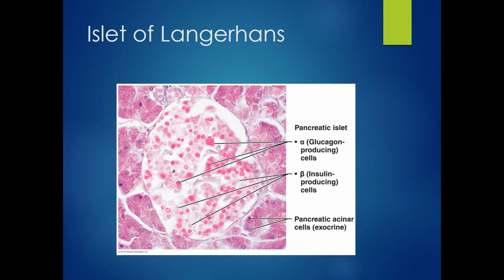So if your blood sugar is too low, then glucagon will be released and go to your liver, and it causes glycogenolysis, or the conversion of glycogen back into glucose. And then we have the cells of digestion.